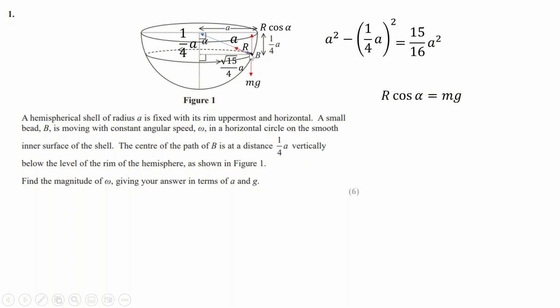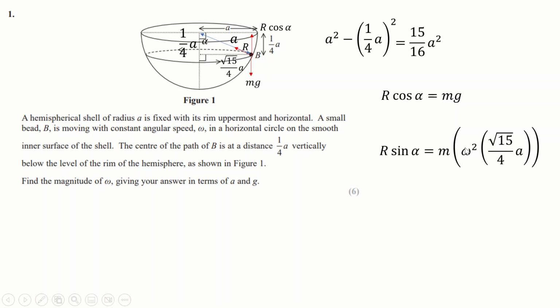And of course, resolving left and right, R sine alpha, therefore going this way, will be equal to, well, actually, there's no forces going the other way, but we can do F equals ma. We can say the force going towards the centre is R sine alpha equals m times the acceleration towards the centre, which is given by omega squared r, where r is the radius, which is this in terms of a.